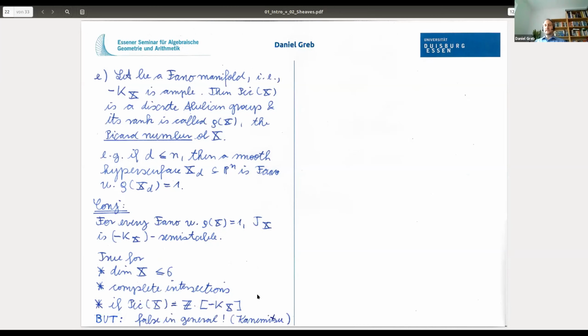However, very recently, a counterexample was found by someone called Kanemitsu. So it's false in general. It's not true. So you see, it's a subtle issue. The stability properties of Fano manifolds, and even this stability of the tangent sheaf, tangent bundle, are very subtle, and there are interesting geometric arguments in all of these proofs here, which I can recommend.